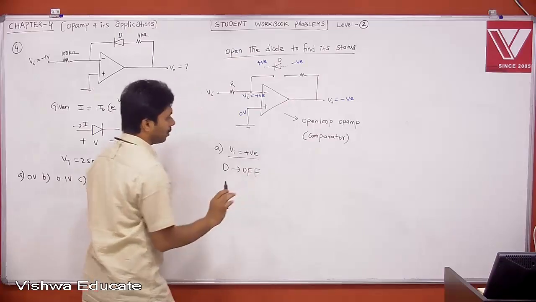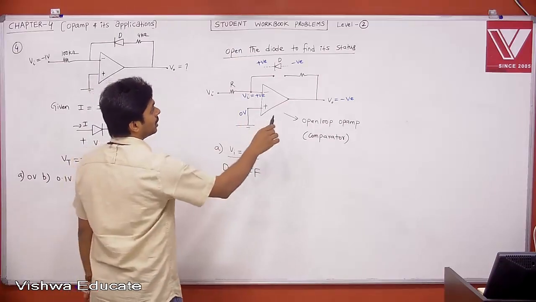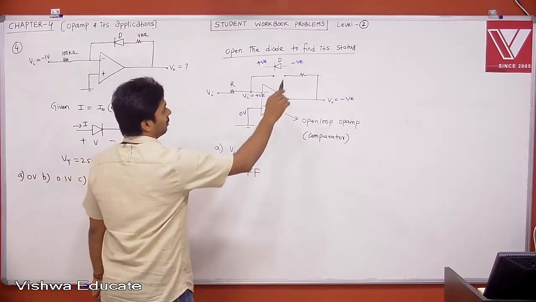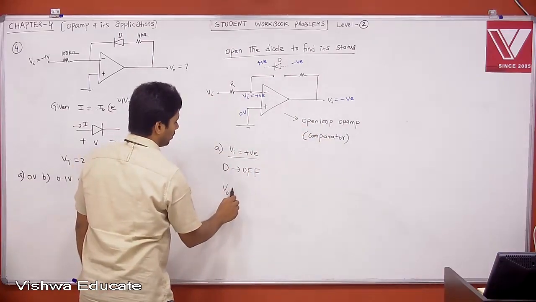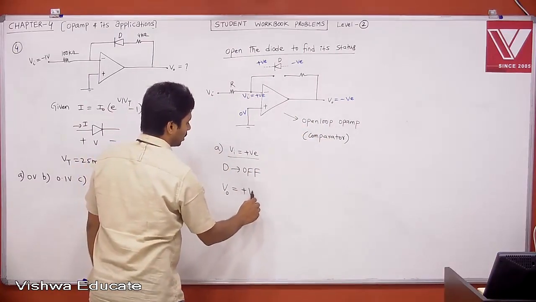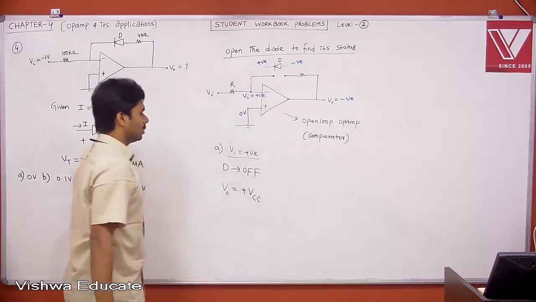If the diode is off, remember your V0 is independent of Vi. If Vi is positive, your V0 will be plus VCC. That is what you will get. That's it.